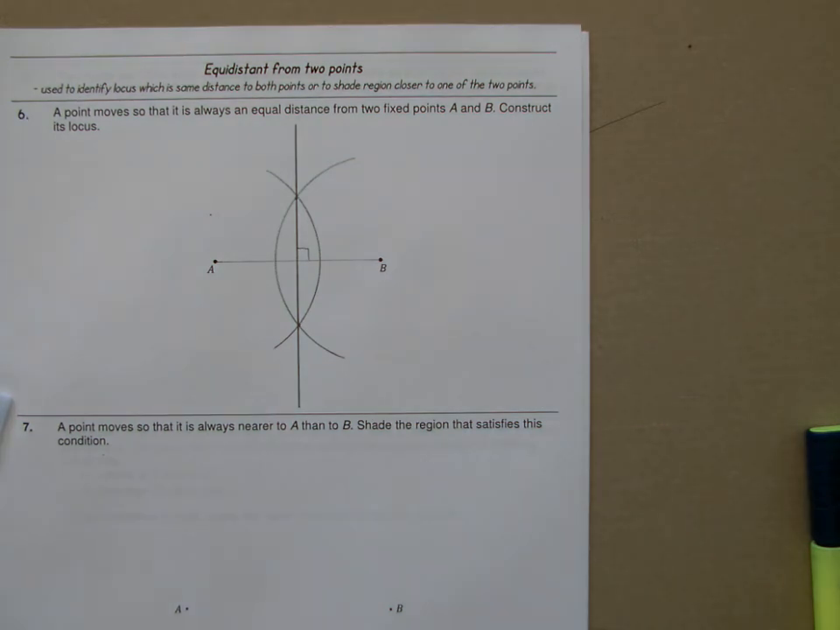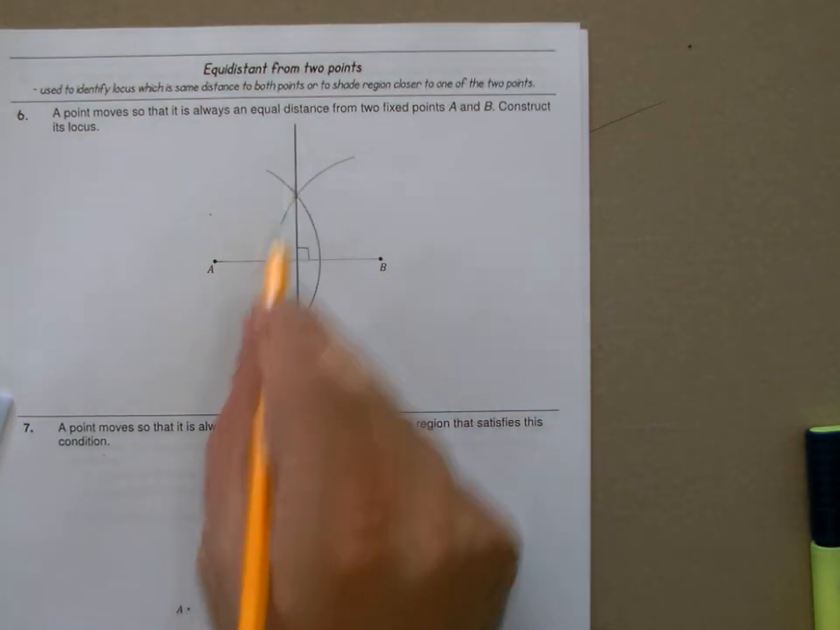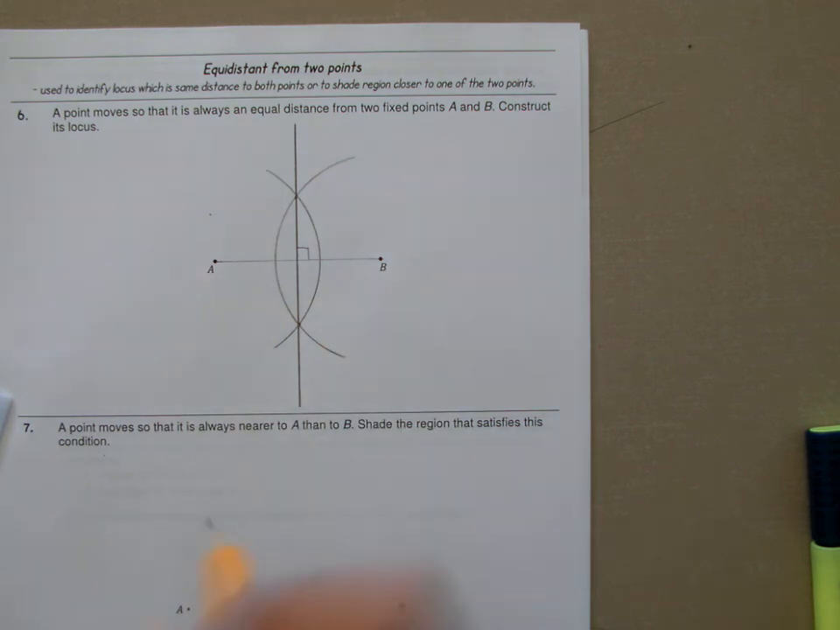And now what's true is every point on that line is the same distance to A as it is to B. So I've got my answer. That's exactly what I was looking for. And you get full marks. Don't rub out the arcs. Leave them there. All right?